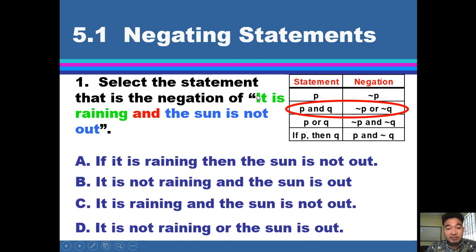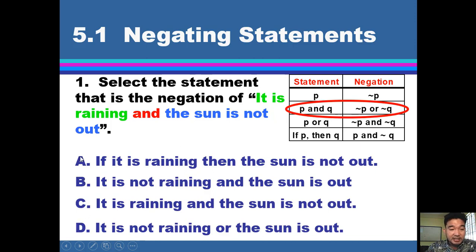So titingnan lang natin yung kabaliktaran ni P at saka ni Q. Kasi ang ibig sabihin ng not P, kabaliktaran siya ng P. Yung ibig sabihin ng not Q, kabaliktaran siya ng Q. So from these four choices, we have to observe which satisfy this statement for negation. Again, sinabi natin yung it is raining, P siya, then yung the sun is not out, Q siya. So ano ang kabaliktaran ng it is raining? So it should be it is not raining. So pwede si letter B at saka si letter D.